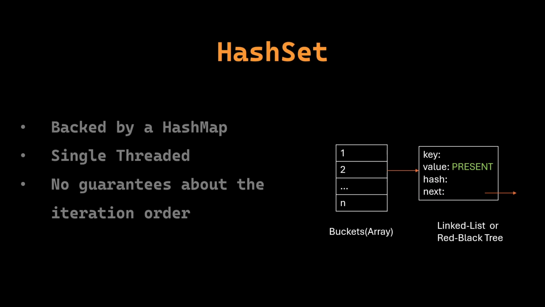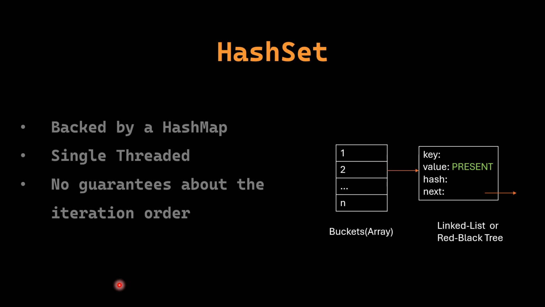Let's start with HashSet, the most commonly used set implementation in Java. HashSet provides a collection that contains no duplicate elements, backed by a HashMap. It's designed for single-threaded applications where you need fast membership testing and duplicate elimination. You will find HashSet used for removing duplicates from collections, checking if an element exists in a collection, and performing mathematical set operations like union and intersection.